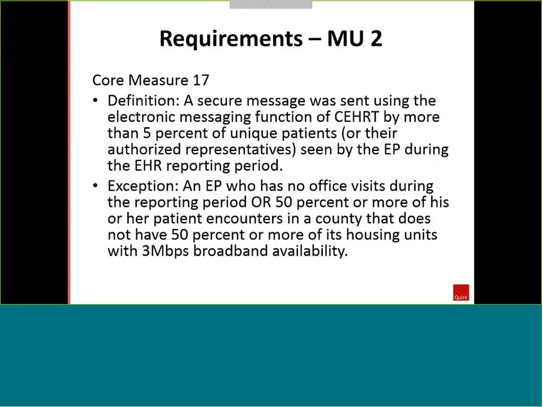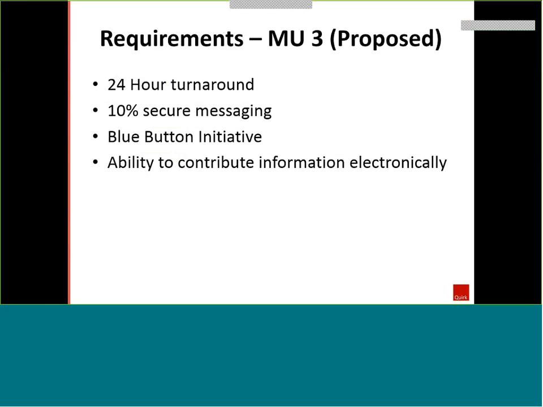All right. Okay, so then Stage 3, and again, don't quote me on this, this is what's currently proposed, and I think, as we all know, it has a tendency to change. But at the moment, middle of November of 2014, the new requirements are talking about 24-hour turnaround of messaging. When you get one, they'll bump the 5% up to 10% for that secure messaging that we talked about. And then obviously the ability to contribute that information electronically has been added.